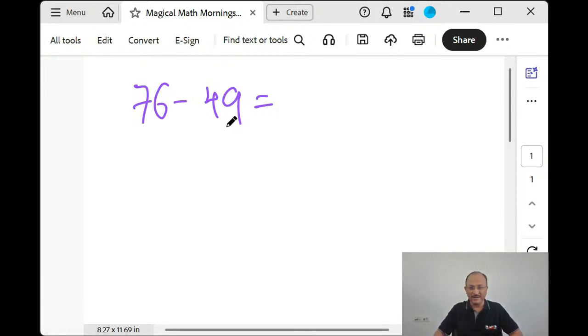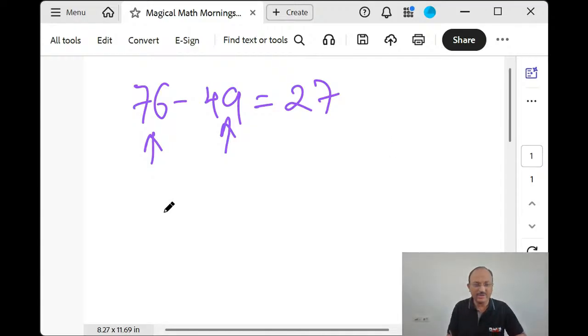Just you add 1 for 49 to become 50. Correct? So here also add 1. Yes, that's it. Because this will become 50, this will become 77. 77 minus 50 means what? 77 minus 50 is 27. Yes, you are all right.